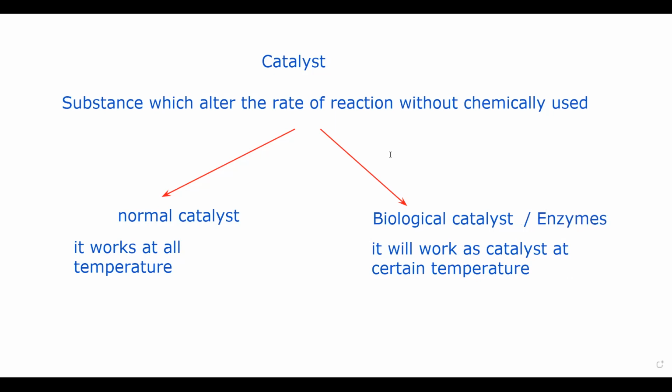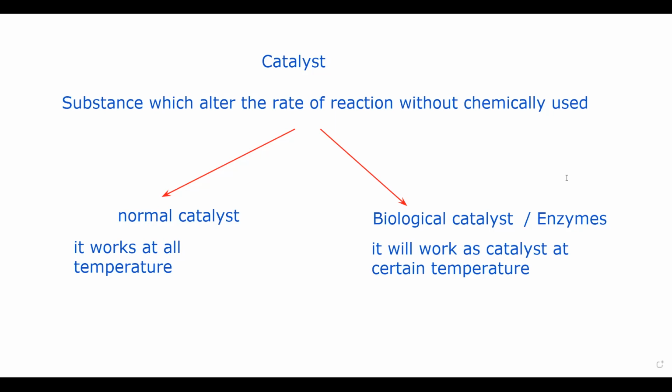So a catalyst is a substance which alters or changes the rate of reaction without being chemically used. And catalysts can be divided into normal catalysts or biological catalysts. A normal catalyst works at all temperatures. But a biological catalyst is a catalyst which works at a certain range of temperature, and after that it does not work. So we call them biological catalysts.